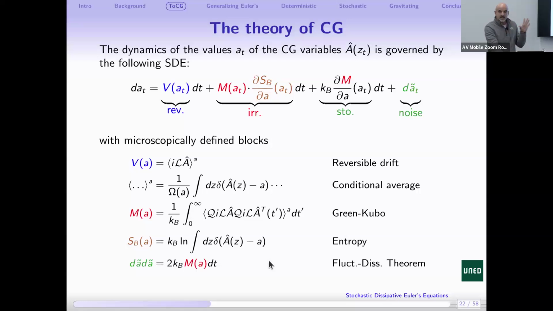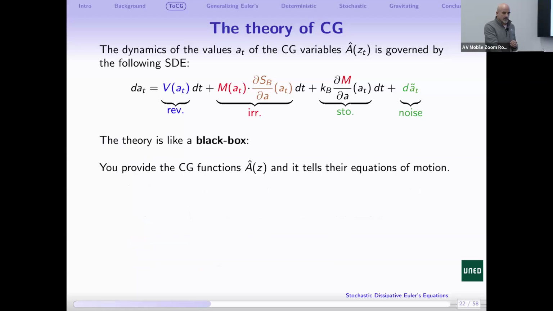Okay, so that's it. That's the theory of coarse-graining. And the theory is like a black box. You provide the coarse-grained variables, and that's where all the physics enters. All the physics enters in your very selection of coarse-grained variables. And the theory tells you how they move. And this theory is thermodynamically consistent in the sense that you have a second law and you have an entropy increase. You can also show that you have energy conservation.